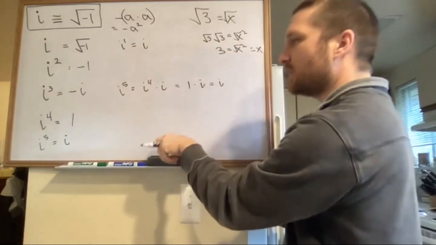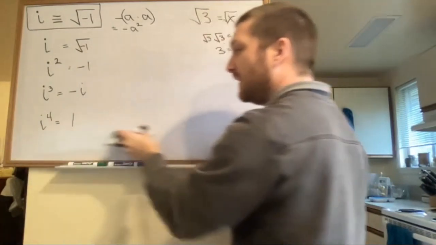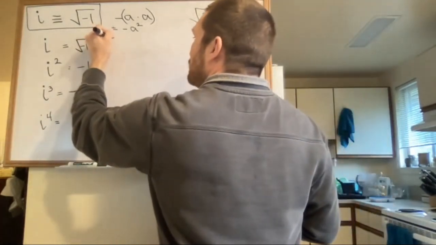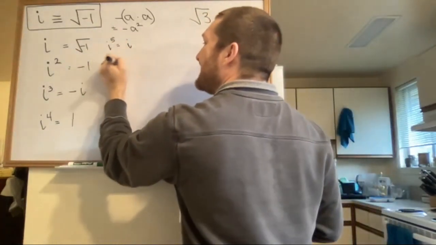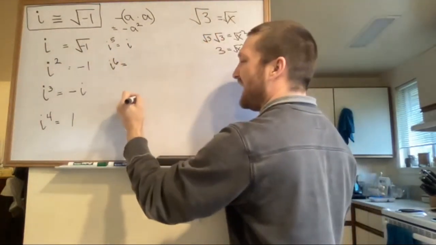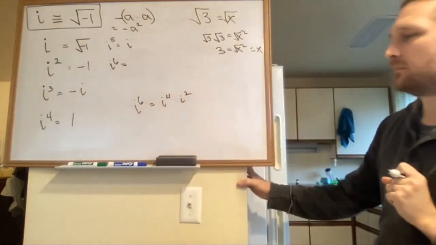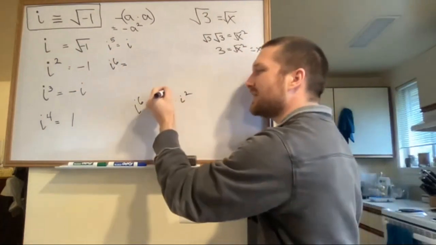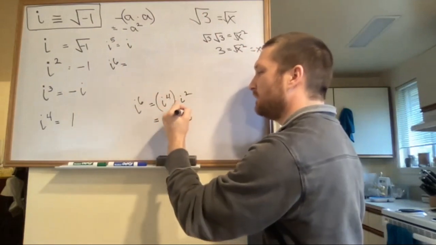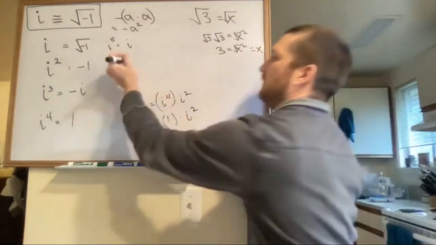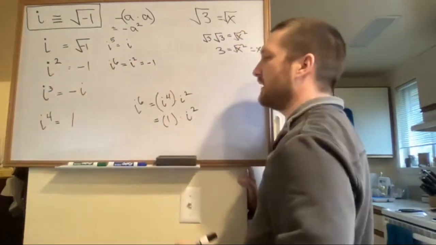So let's just do a couple more of these, really drive the point home. As a matter of fact, I'm going to rewrite it this way. i to the fifth is equal to just plain old i. So then i to the sixth, well, let's think about that. i to the sixth is equal to i to the fourth times i squared. Why did I choose i to the fourth? Well, because I know that i to the fourth is equal to 1. And so every time we get back to 4, that's just the same as 1 times i squared, which is back at -1, right? It's the same thing there.